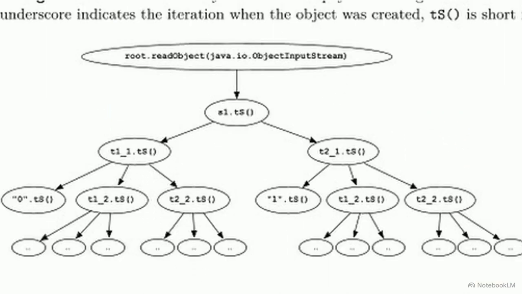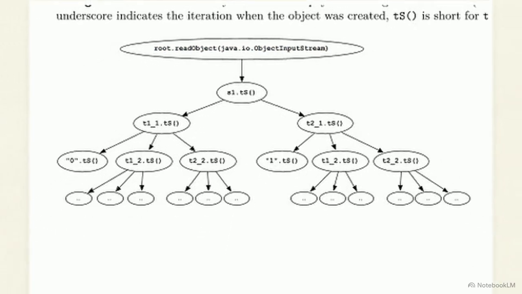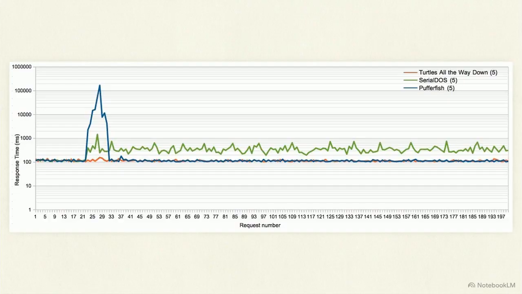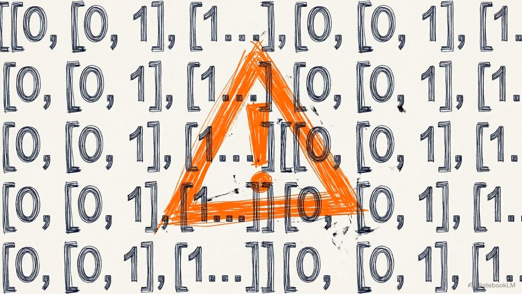This schematic maps the execution. The single root.read object command forces the server to stringify the root object, which causes unbound exponential string concatenation as it resolves the graph. This performance chart reveals the immediate damage. Just 5 Pufferfish requests cause a massive vertical spike in JBoss response time. The string sizes quickly exceed gigabytes, triggering an out-of-memory error and massive garbage collection overhead.